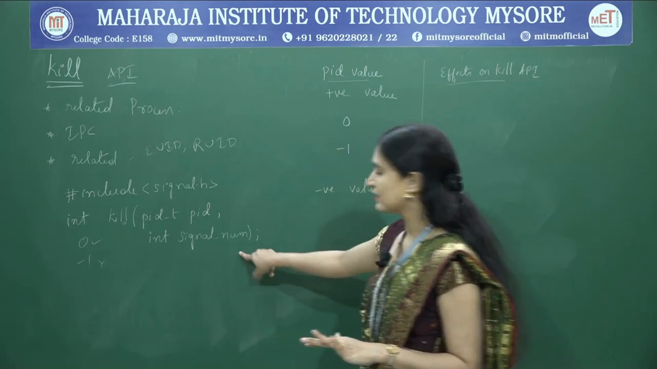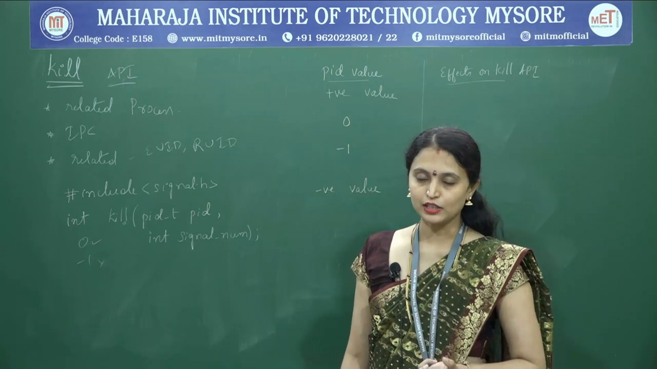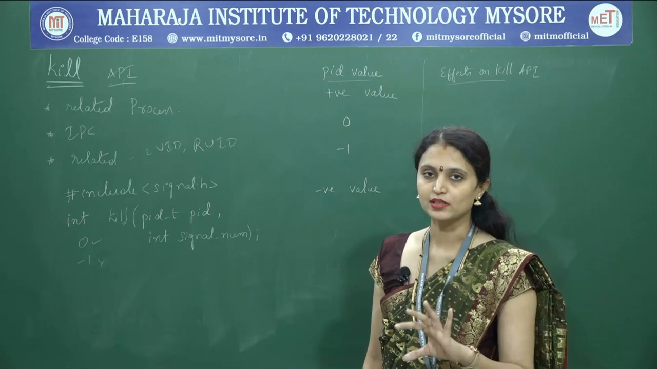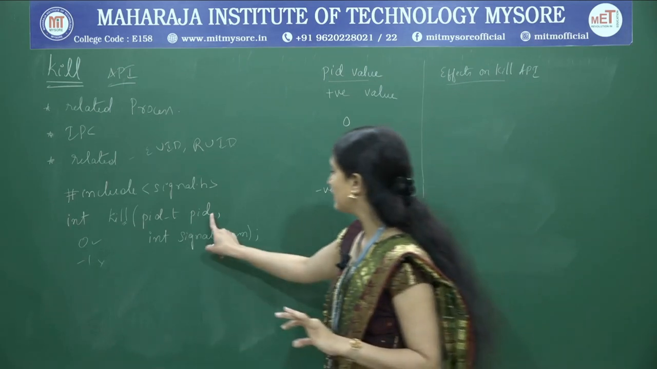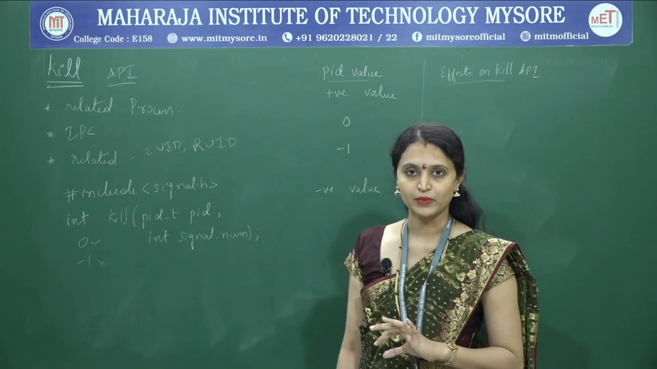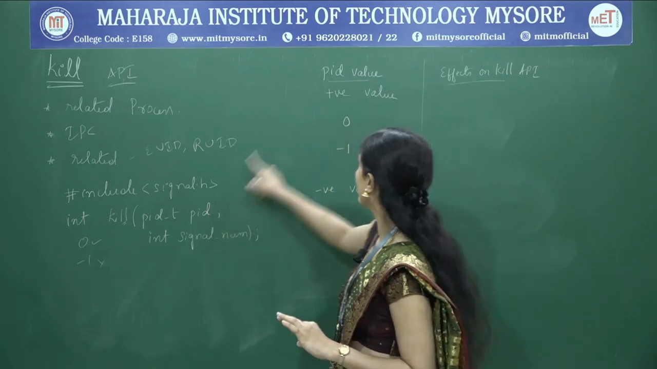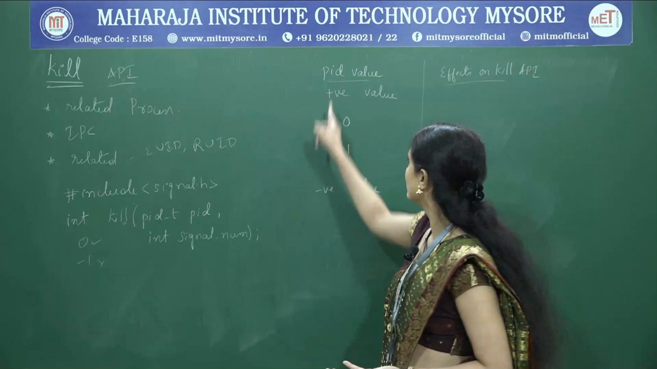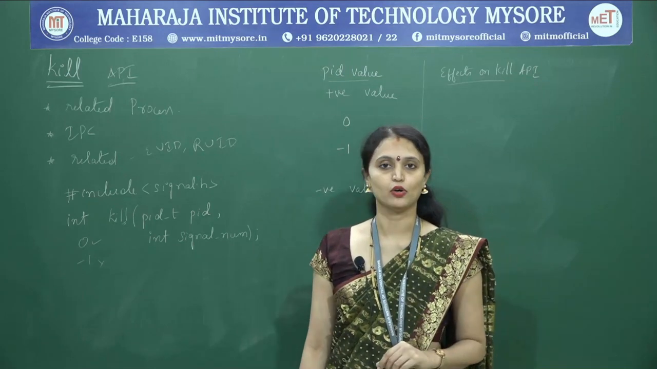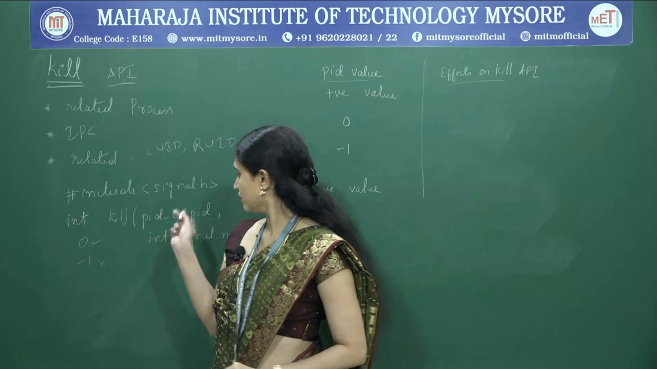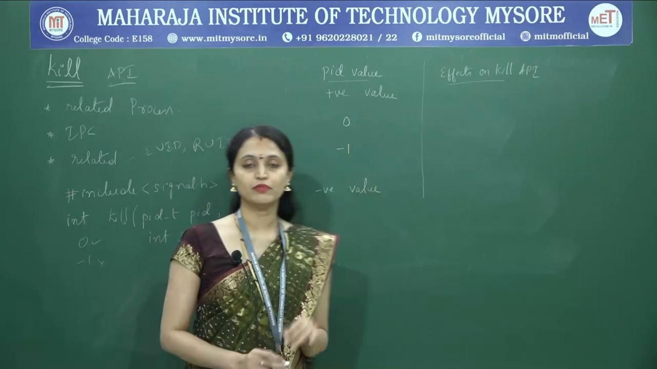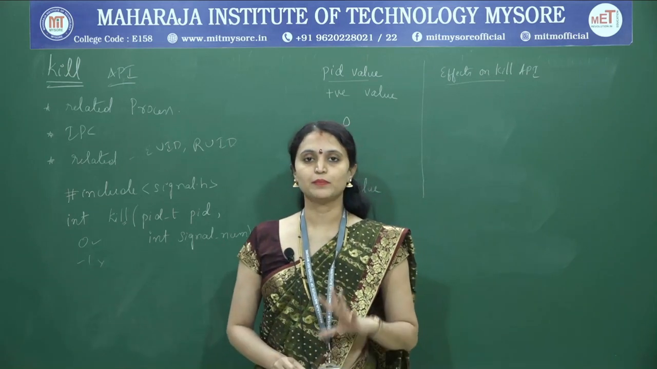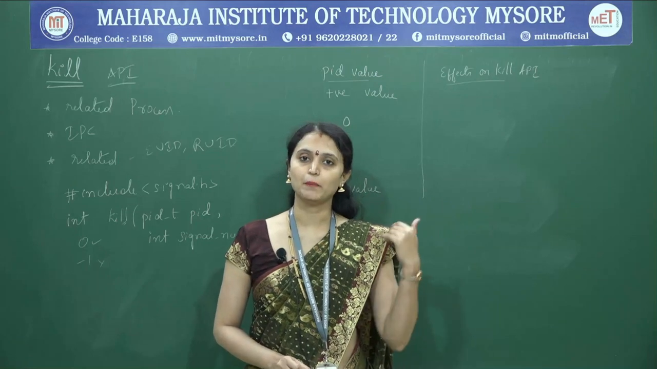The second argument, signal num, specifies the signal that has to be sent to the process that is identified by the PID, the first argument. Okay. So the possible values of PID are like this, and let us see what is the effect of these PID values on the kill API. Suppose the PID has a positive value. In that case, this signal num will be sent to the process with the process ID PID.